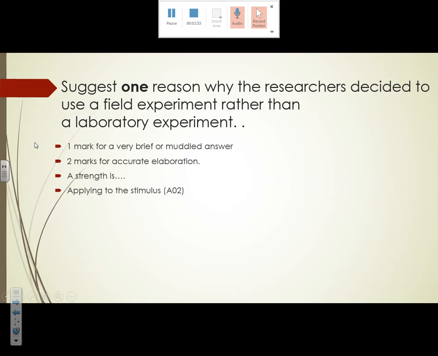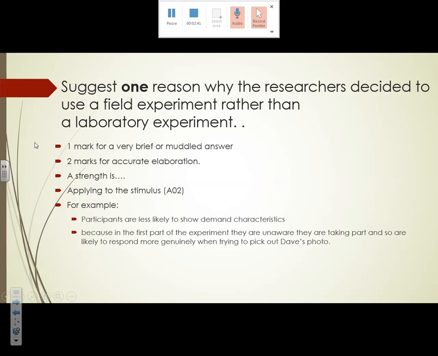If you can't highlight any, then you don't get any marks and you need to make a note of why. Although if you know a strength, you could easily get the second one just by shoving in a word like train station or Dave or photograph.